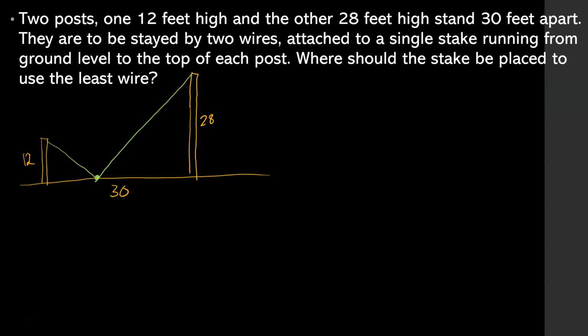So those two green wires I just drew, we want the minimum length of those. All right, so how do we set that up? Well, at least I know my equation is going to be length as a function of, I have no idea what. And that length is going to be the wire to the 12-foot pole plus the length of wire to the 28-foot pole. Okay, so that's my plan.